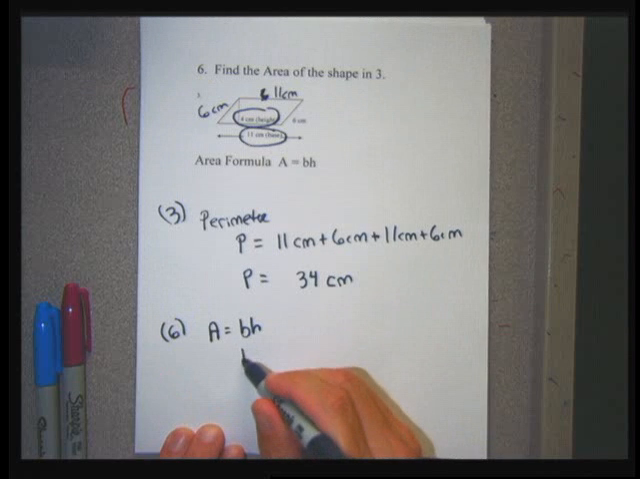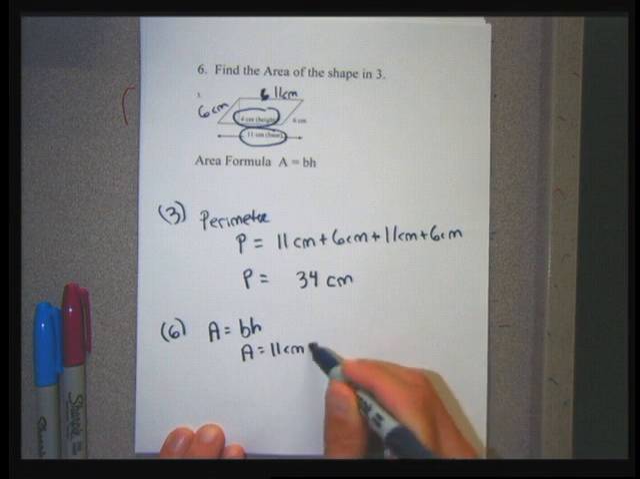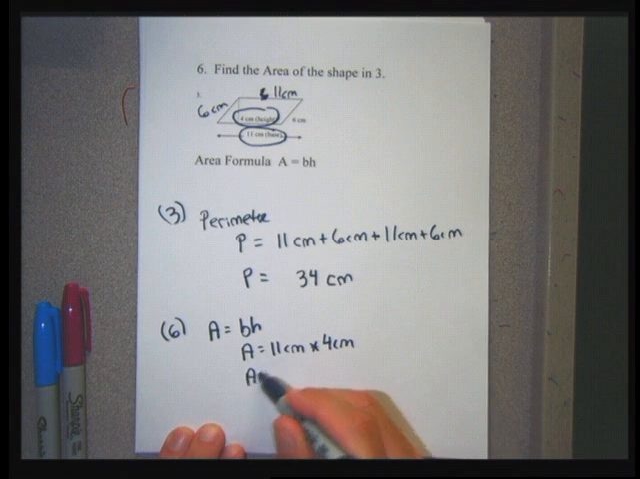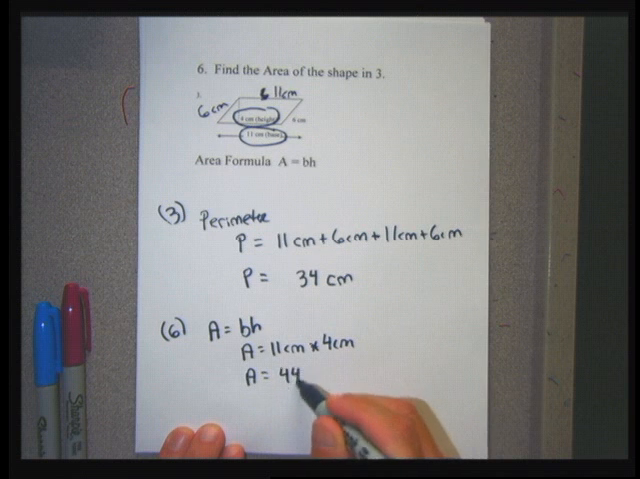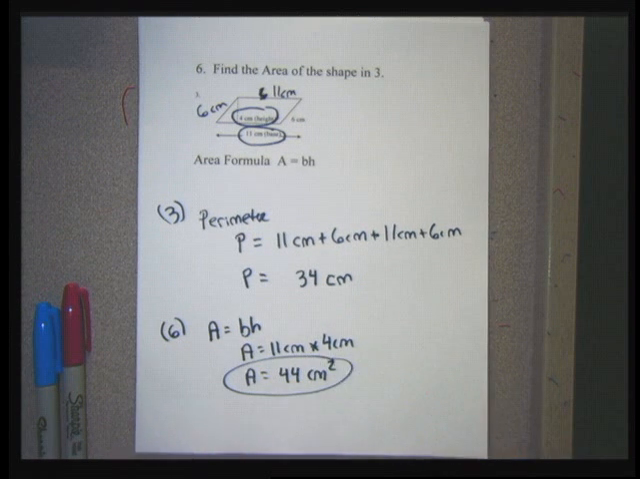The area of this, I take the base, 11 centimeters, times the height, that's 4 centimeters. Multiplying 11 times 4, I get 44. Multiplying centimeters times centimeters, I get centimeters squared. So the area is 44 square centimeters. So that's problems 3 and 6 simultaneously. 3 wants me to find the perimeter of that parallelogram. 6 wants me to find the area.